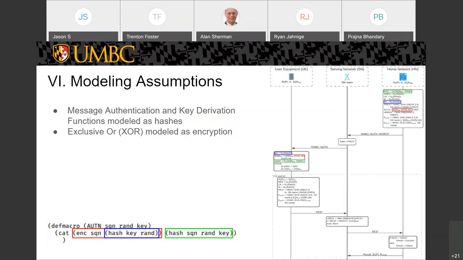Also, one other thing, as I mentioned, CPSA doesn't do analysis of its encryption and hashing. So by modeling these functionalities in this way, we're assuming that these exclusive OR operations and these functions don't have any flaws, and that they're offering the necessary security. Next slide.